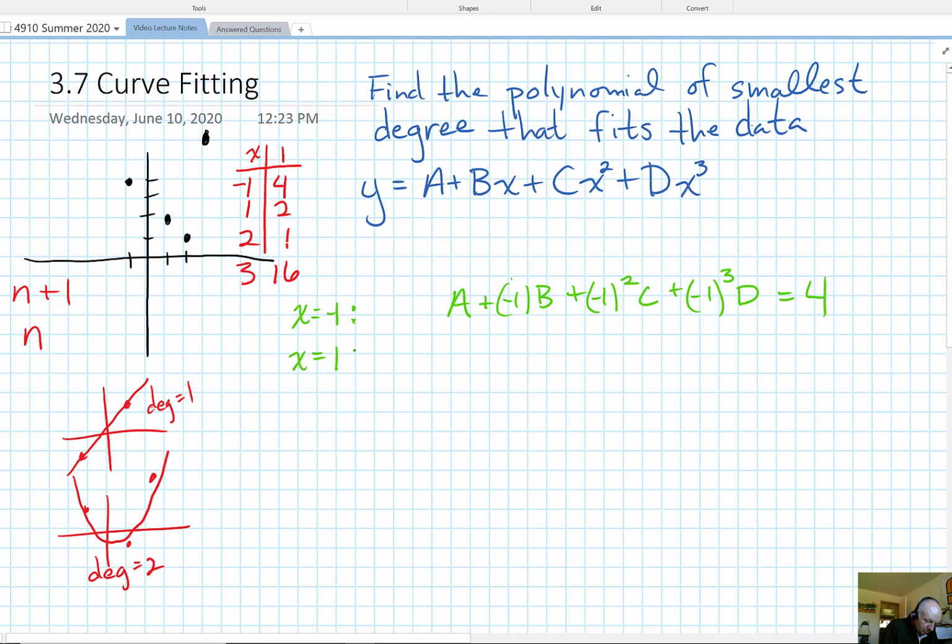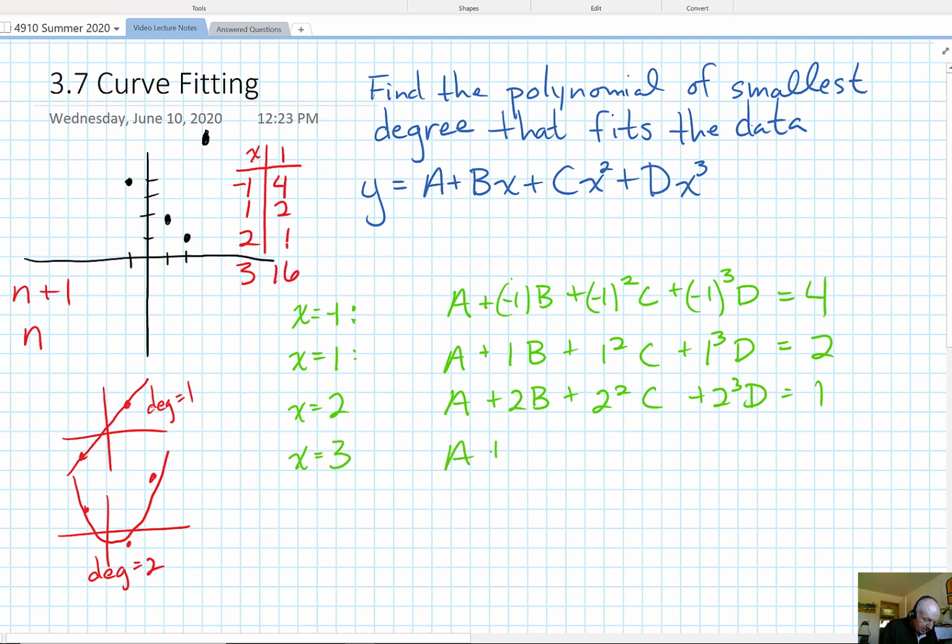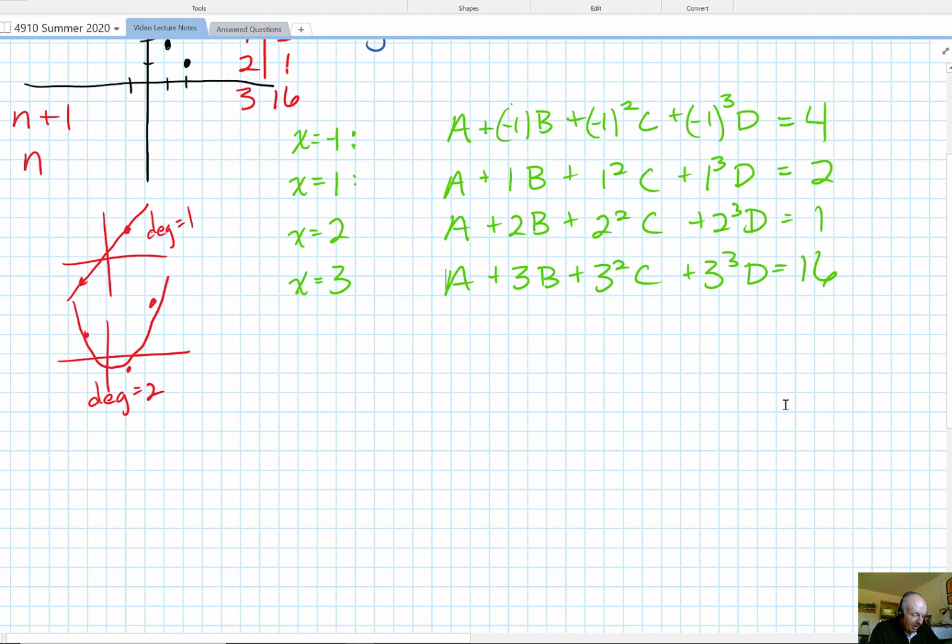If x equals 1, what does it look like? a plus 1b plus 1 squared c plus 1 cubed d equals 2. Let's plug x equals 2 in. a plus 2b plus 2 squared c plus 2 cubed d equals 1. And lastly, if x equals 3, we get a plus 3b plus 3 squared c plus 3 cubed d equals 16. So we're writing it this way so you can see the pattern start to develop, right?